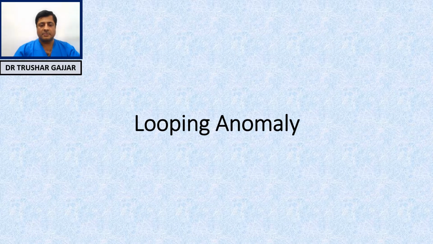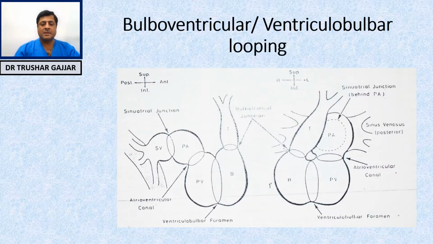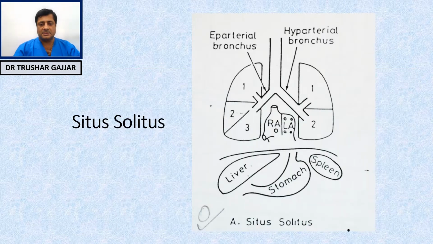So in looping anomalies, you know that this is called bulboventricular looping, where the bulbar component of the primitive heart tube comes in front and to the right of the primitive ventricle. This is called de-looping, which we saw in the last class.